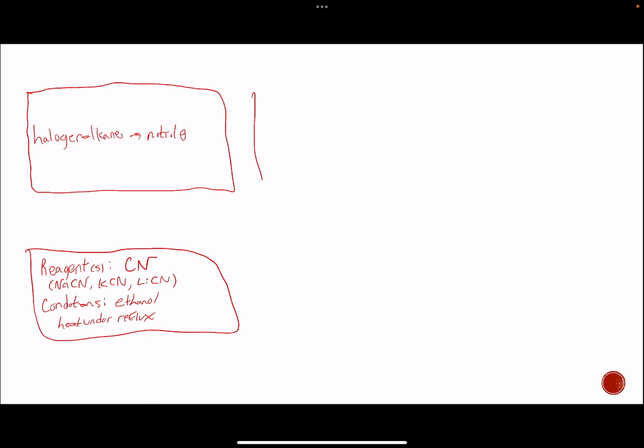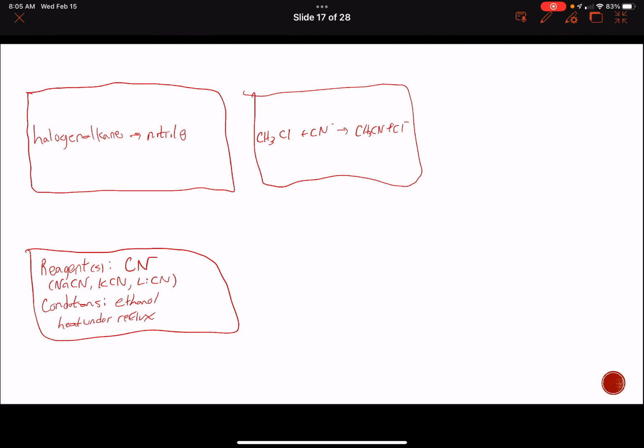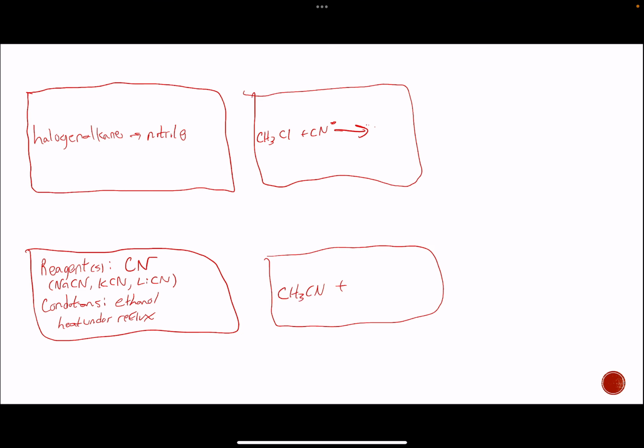I would then make a flashcard with an example reaction. It doesn't matter what you do. You could do CH3Cl plus CN minus, and then you get CH3CN plus Cl minus. Oh, on the other side of the flashcard, sorry. On the other side of the flashcard, you would have the products of this reaction, which is CH3CN plus Cl minus.